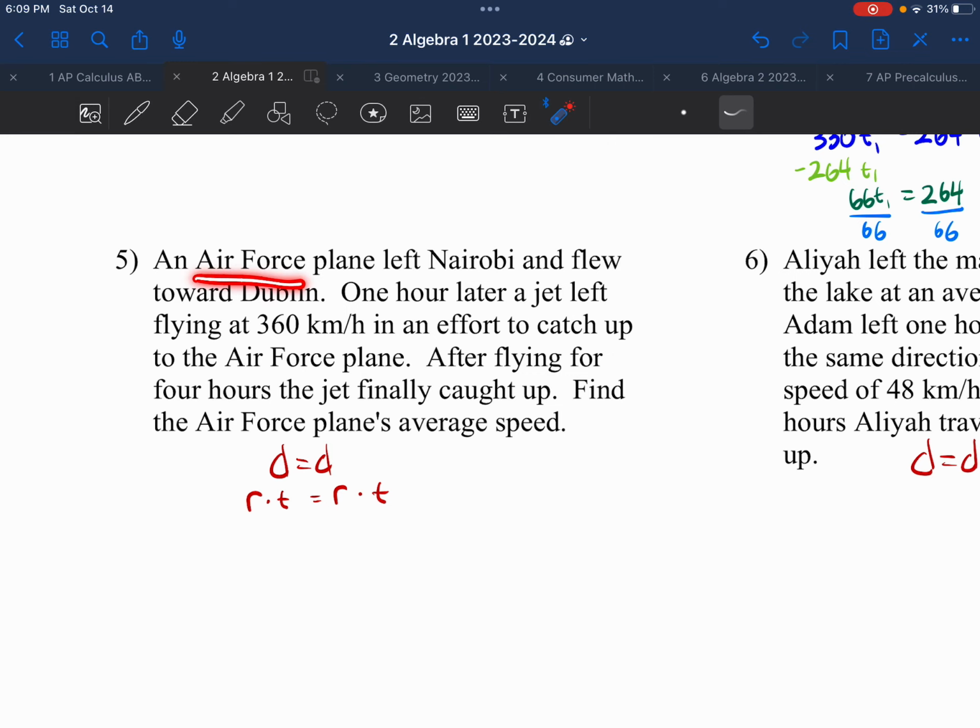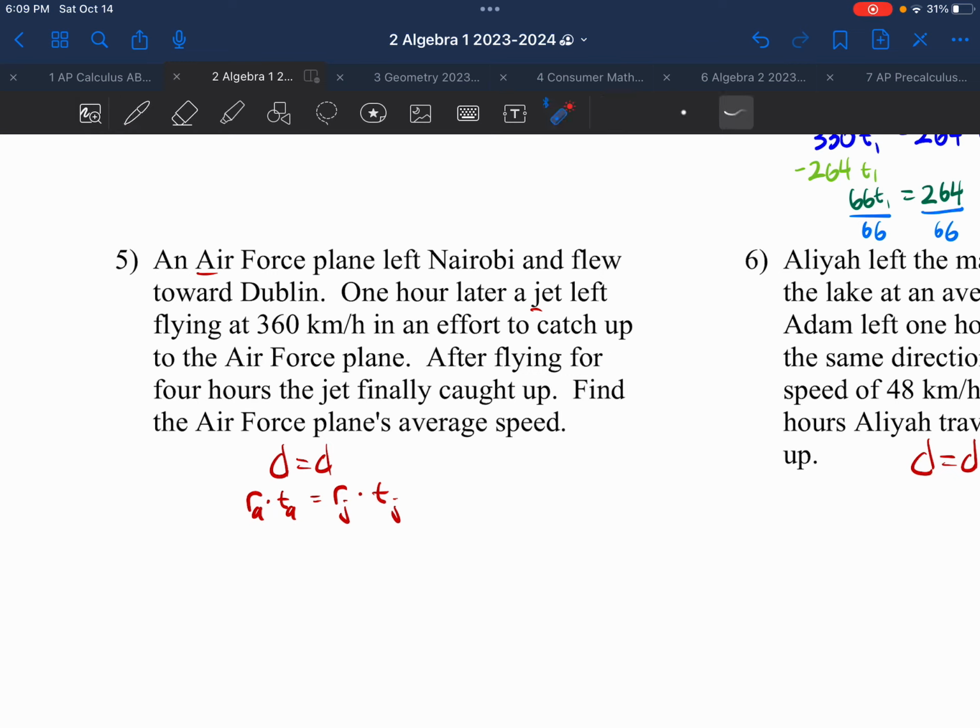We have an Air Force plane, and we have a jet. So let's maybe make our variable A for Air Force plane and J for jet. So I'll say RA and TA and RJ and TJ. So I know one is the Air Force plane and one is the jet. All right, let's go into this equation and see what we've got.